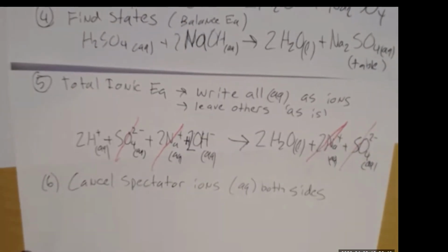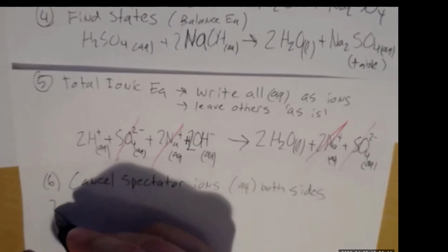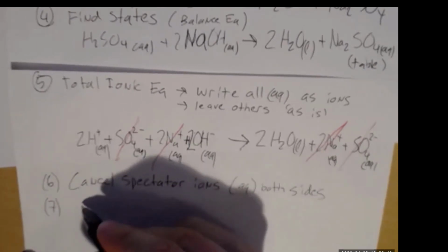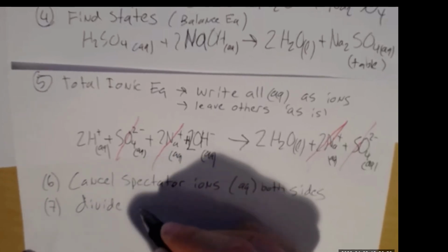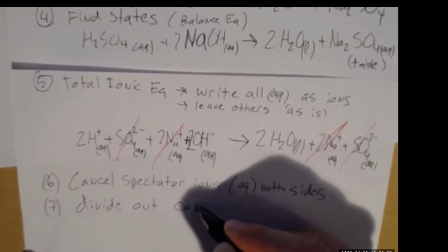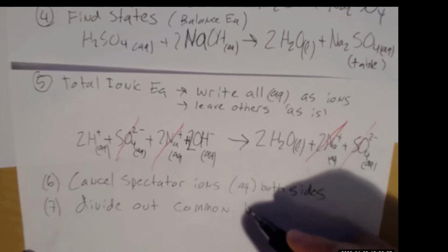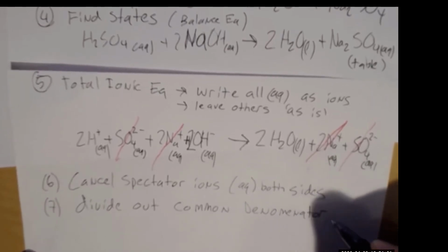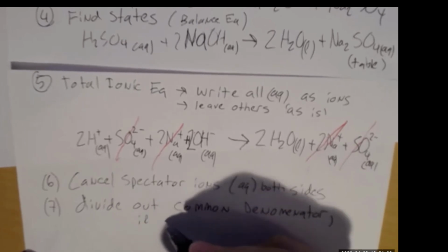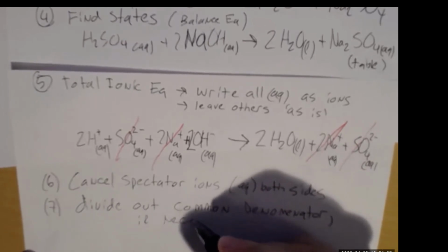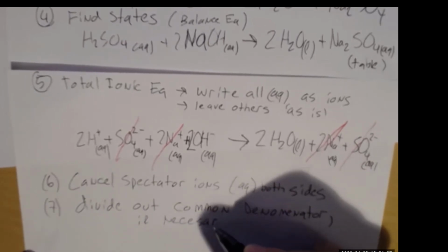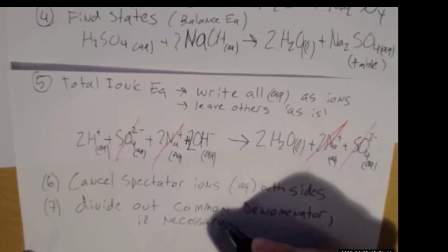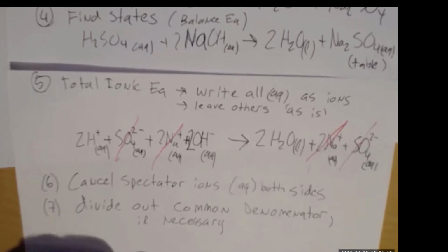Okay. So then this one actually invokes my 7th rule. Divide out common denominator. I'll put it if necessary. It doesn't always happen. So 2 S's. So 2 C's. I can't remember. Okay. Well.